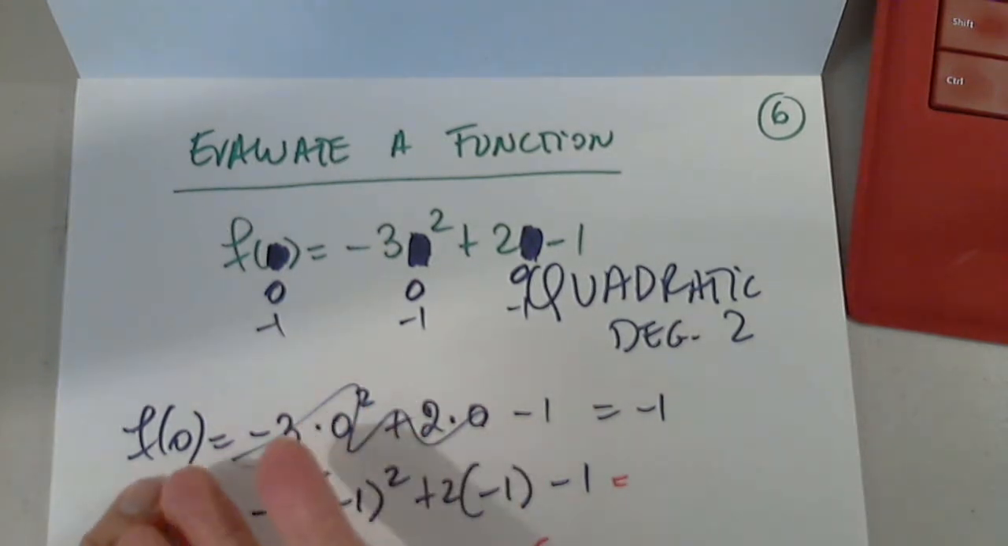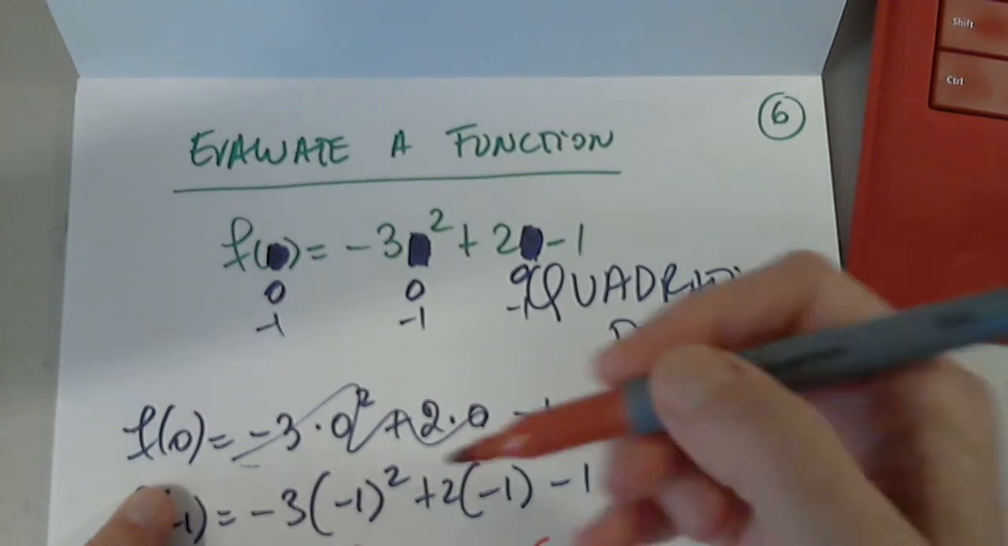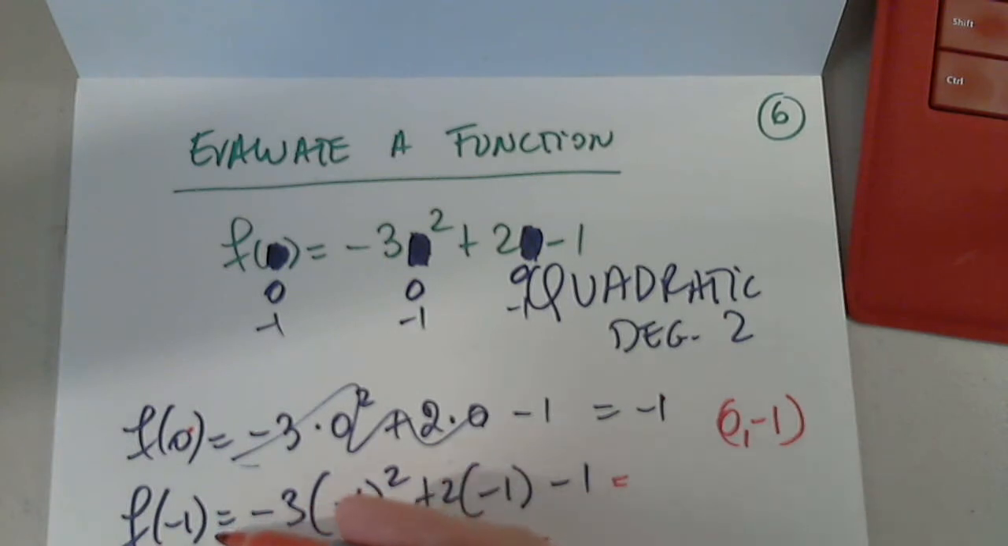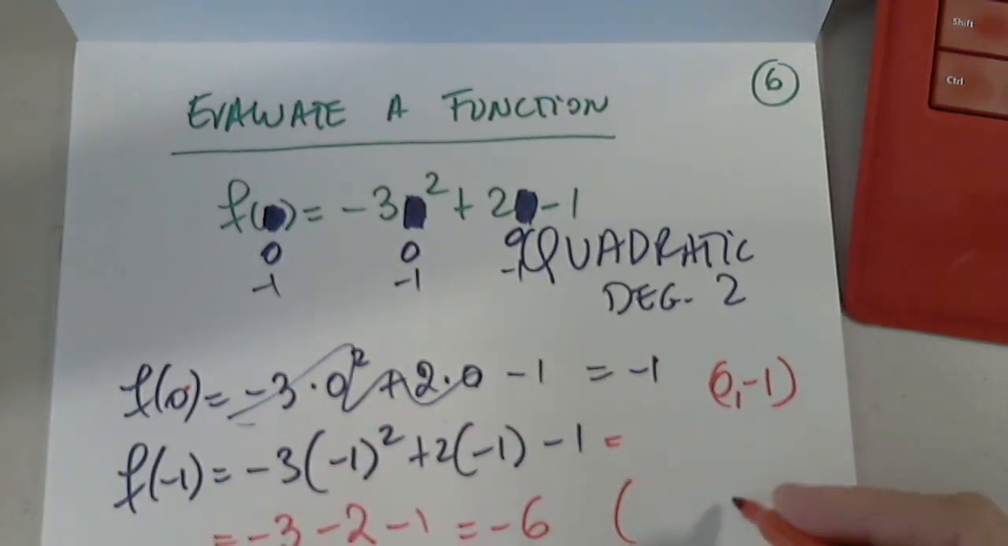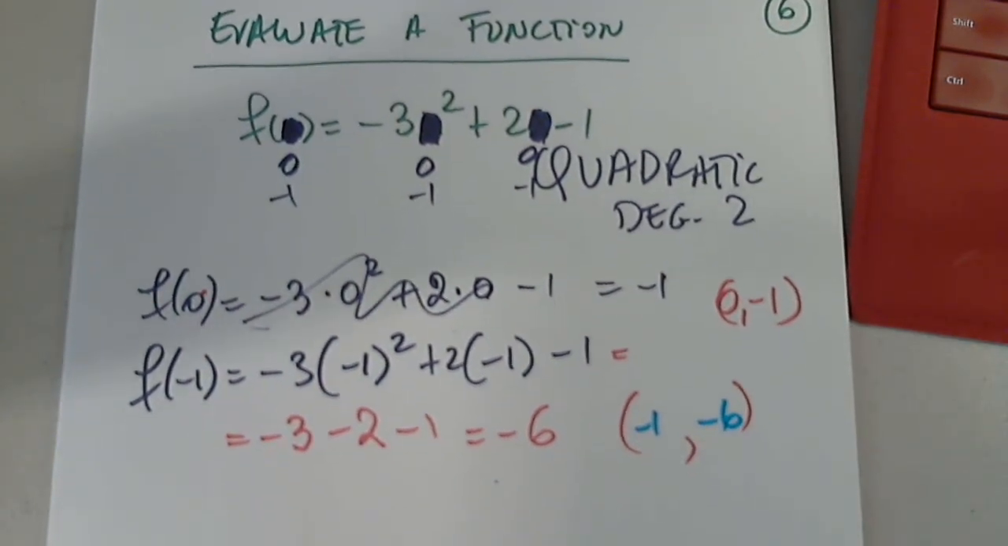What is the ordered pair I got in the first step? 0, negative 1. X is always first. Y is always second. What is the ordered pair I got for the second one? Can anyone give us the ordered pair for the second option? It's negative 1, negative 6. Perfect. Thank you very much.